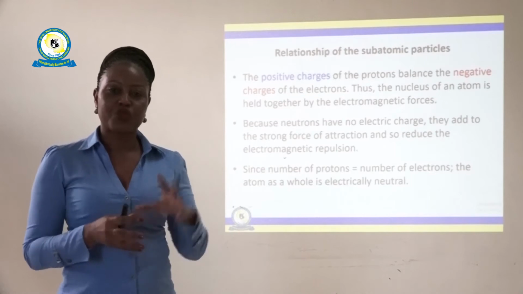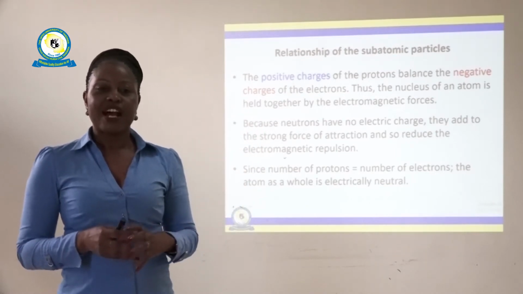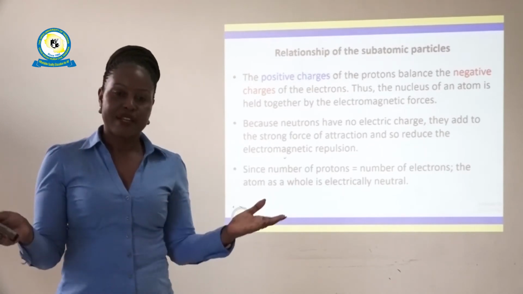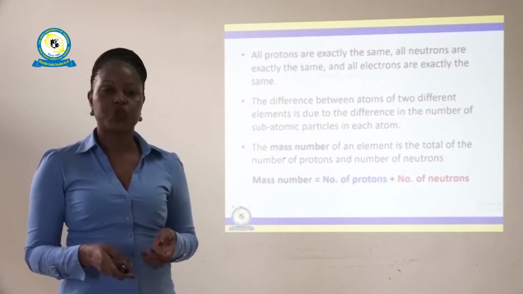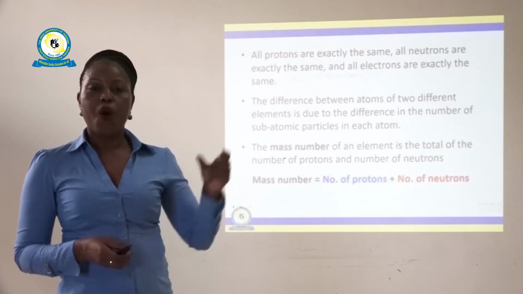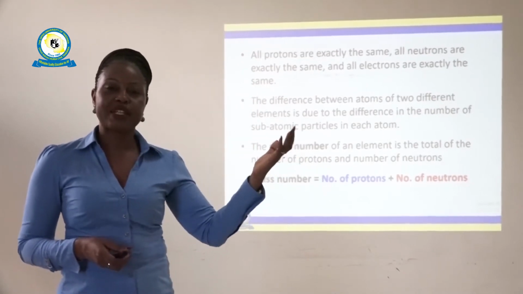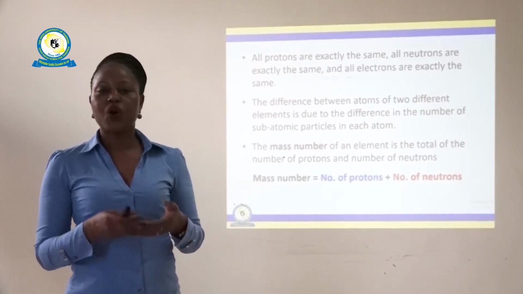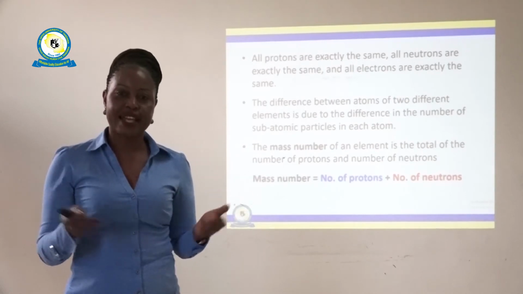That is a comparison of the atomic structure of the atom. Now, since the number of protons is equal to the number of electrons, the atom as a whole is electrically neutral. Now, all protons, regardless of which element they come from, and all neutrons are just the same. And all electrons are also exactly the same.